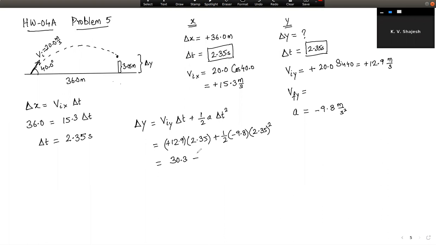minus 2.35 squared times 4.9. So that's 27. That's known to only two sig digits. So that leads to a calculation of 3.3 meters.